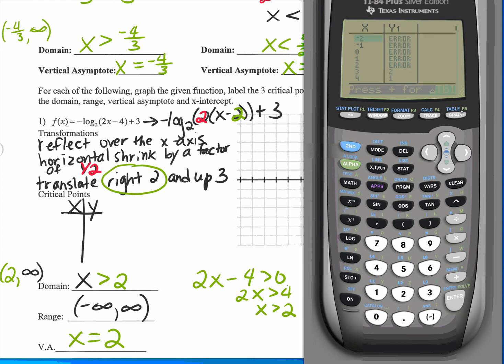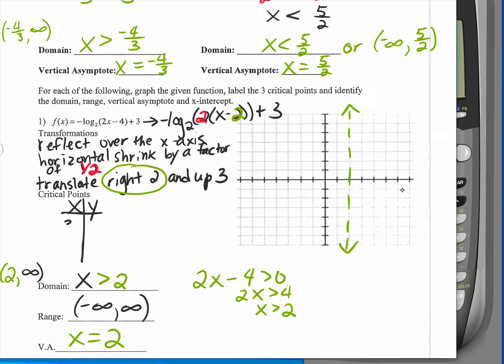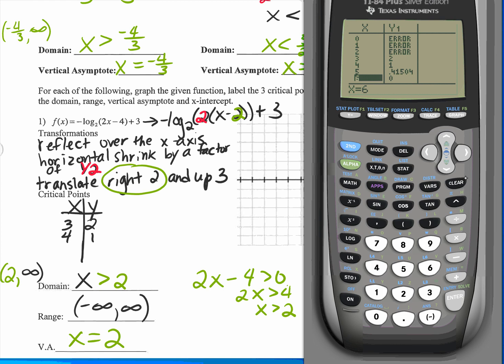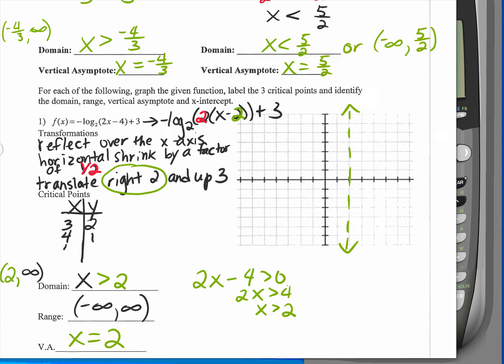So we'll hit second graph. Notice we get a lot of error messages here. So my goal is just to get some good points that I'm able to plot. I can see I have 3, 2, 4, 1. I even have 5.42. And since I have that x-intercept 6, 0, I might as well plot that. As long as you have 3 points or more, that's good.